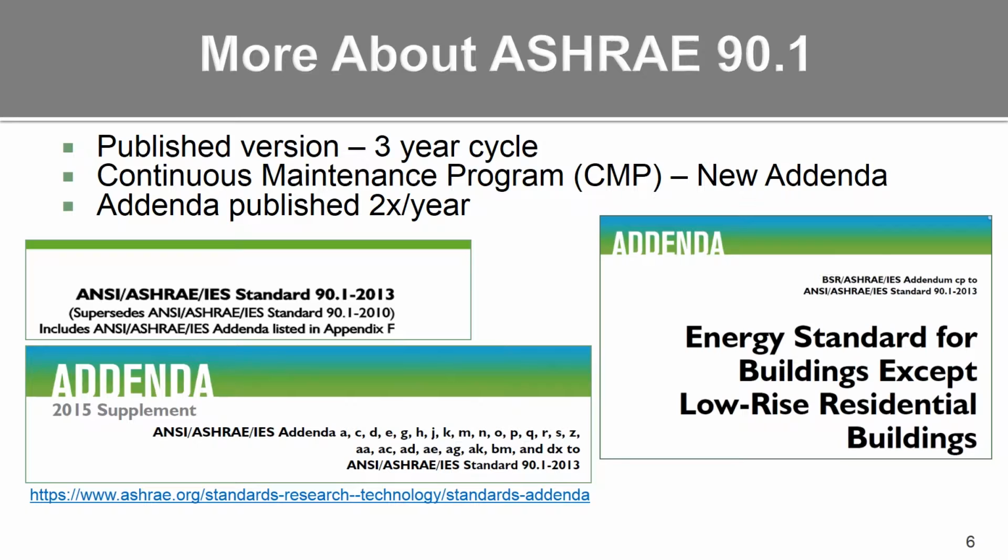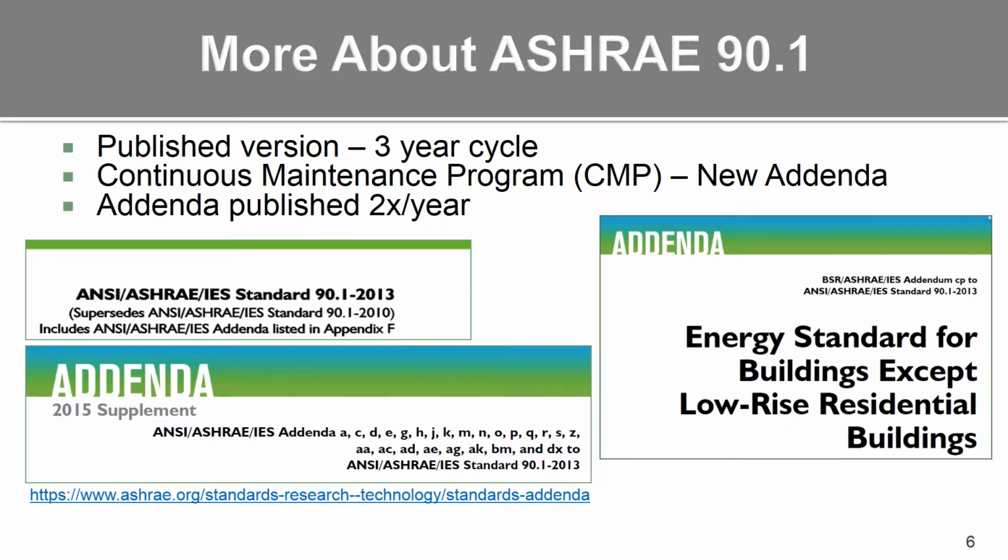So once a particular addendum is approved, it is published twice a year, and then municipalities can enforce them, or the code official or the architect or manufacturer may suggest to the code official that they take a look at a recently approved addendum for inclusion into a particular project.